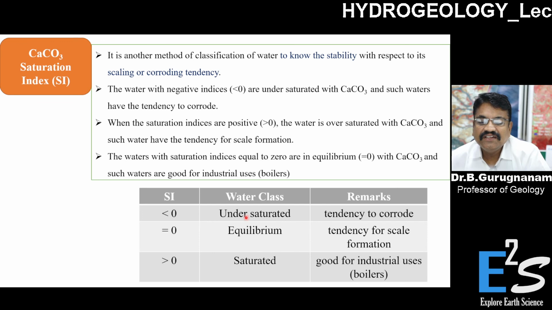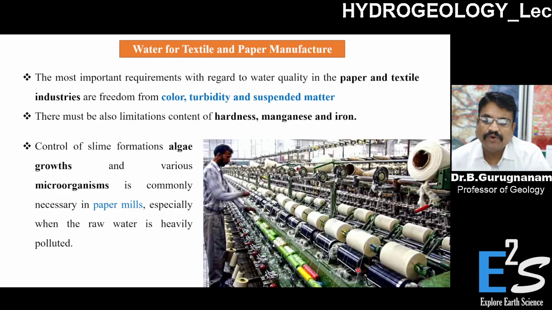If it is less than 0, undersaturated, there is a tendency to corrode. If it is equal to 0, it is in equilibrium. If it is more than 0, saturated, there is a tendency for scale formation, and the water is good for industrial use and boilers.